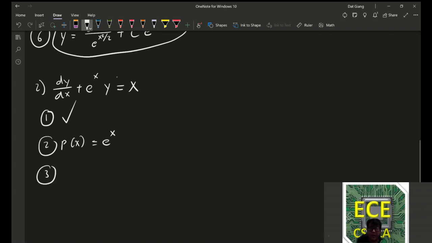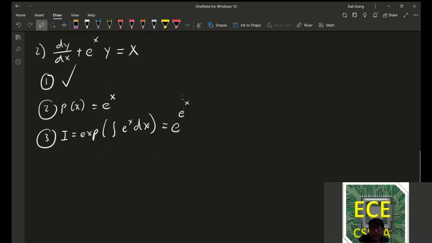3, we find our integration factor, which is equal to the exponential of the integral of e to the x dx. Now, this might appear as a weird form, because it is. So we have e to the e to the x, a kind of nested Euler. Then we have over here number 4, which we will simplify down to the following. Y e to the x equals x e to the x.